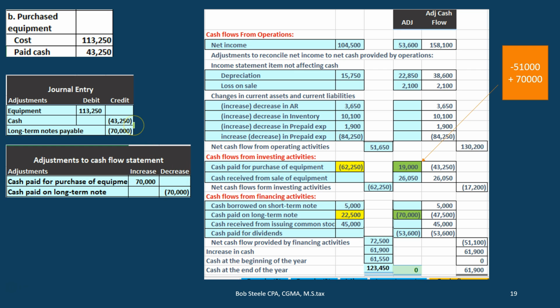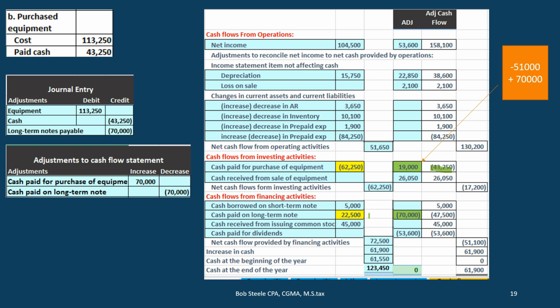We financed part of it, and we only paid $43,250 in cash. Therefore, we're going to bring it down by the 70. So now what we're adding to this sale is the $51,000 from last time plus the 70, so that we end up with the cash that was actually paid for equipment, which was the $43,250.